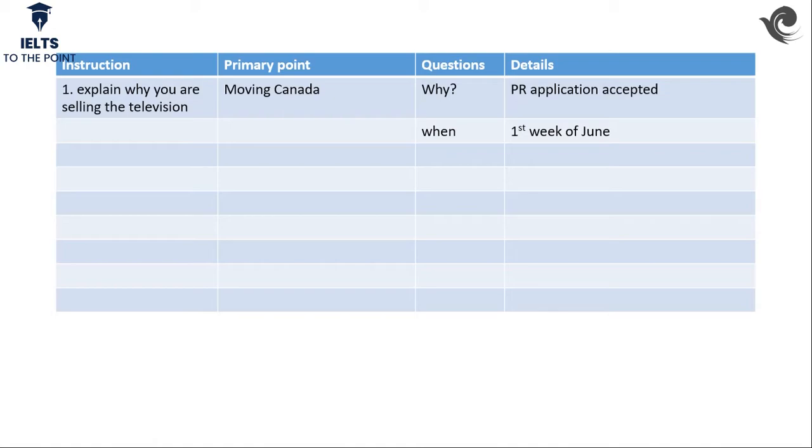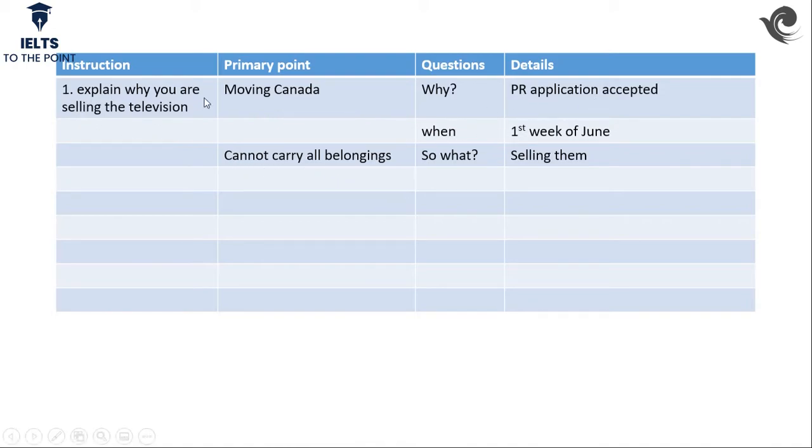Many people would say that okay, I'm moving to Canada, and there's nothing after that, and that's when the people, I mean most of the students, have issues. So you need to ask these questions. These are very simple questions. You can simply ask, why am I moving to Canada? I'm moving to Canada because my PR application is acceptable. And second detail that I can ask is, when am I moving to Canada? Probably I'm moving there in first week of June.